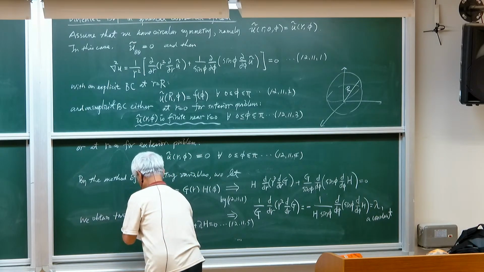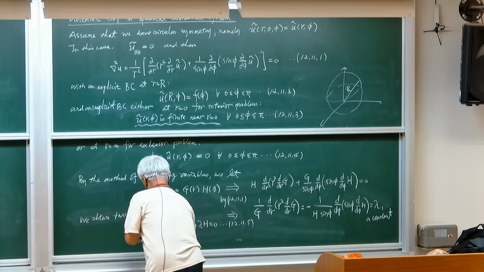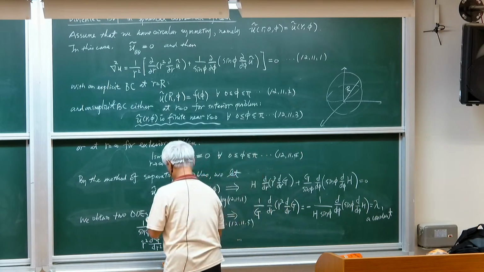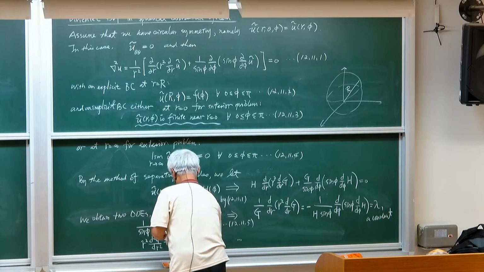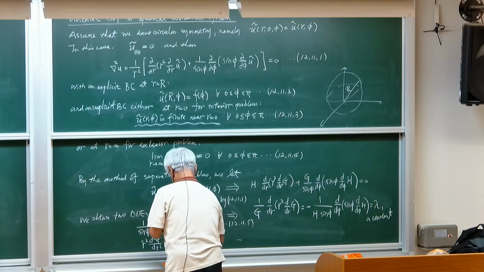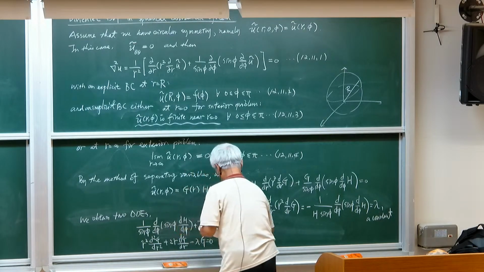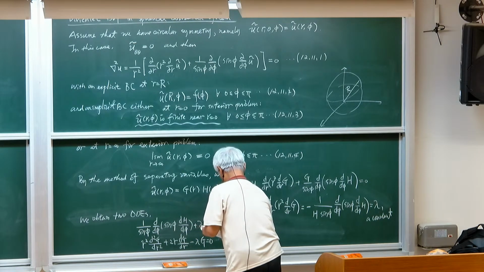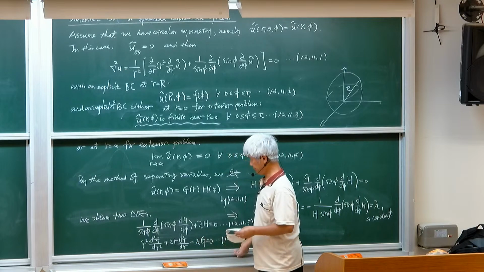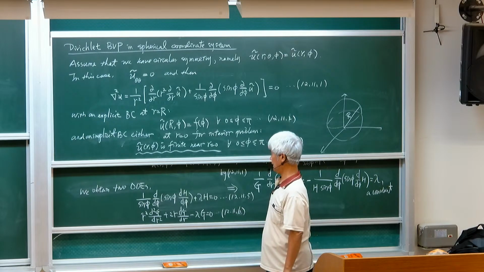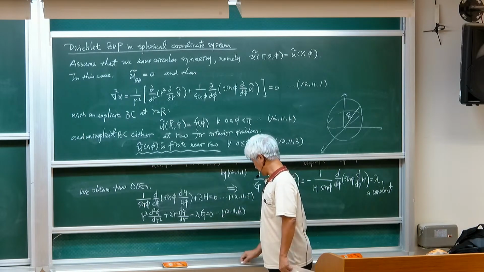The other one would be R square d square G dr square plus 2r dG dr minus lambda G equal to 0, 12.11.6. Okay, so we have this one.